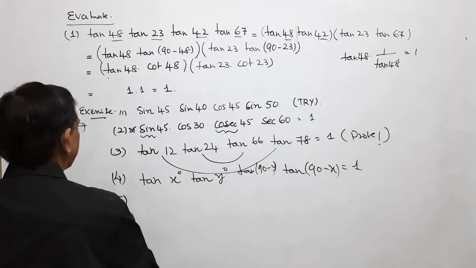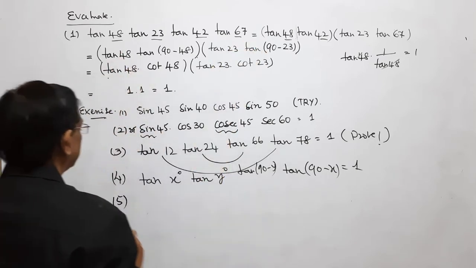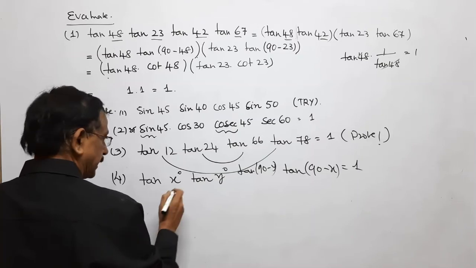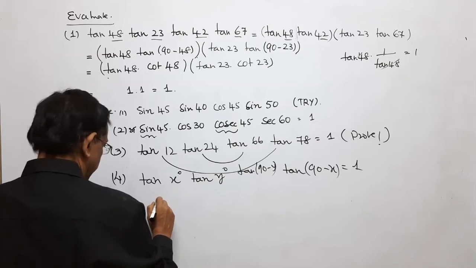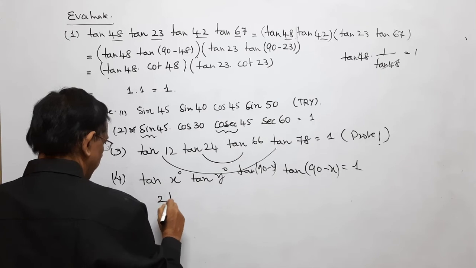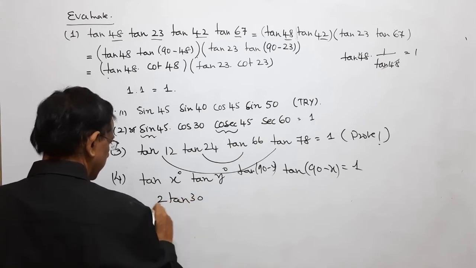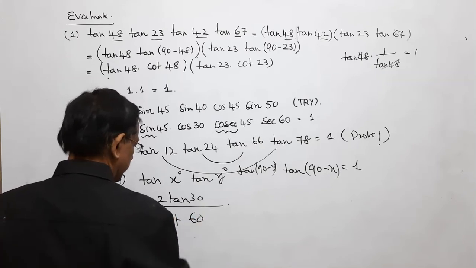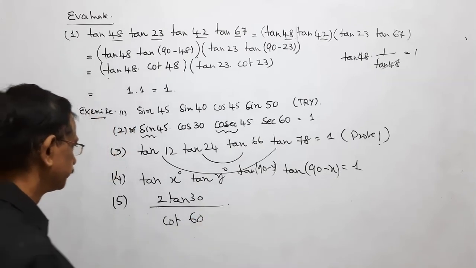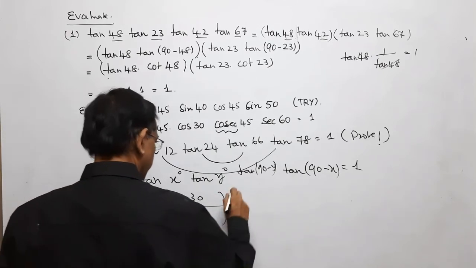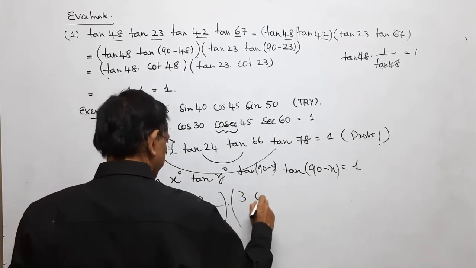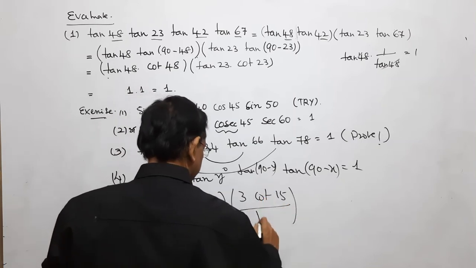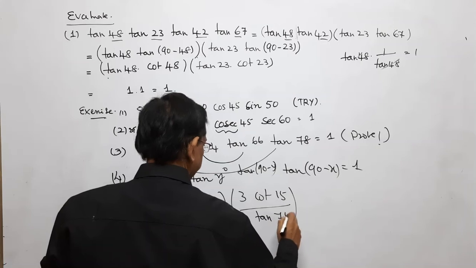This is the way in which we have to formulate the problems. And finally, I leave an exercise without doing it. This is for you: evaluate the value of 2 tan 30 by cot 60 into 3 cot 15 by tan 75.